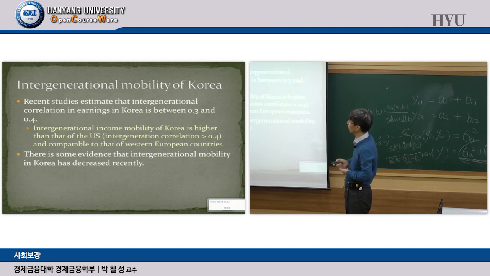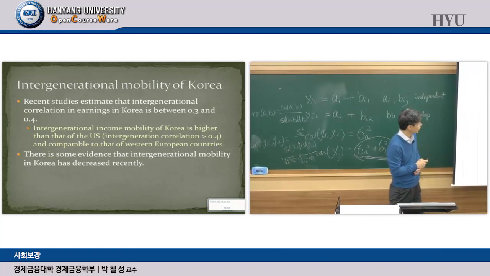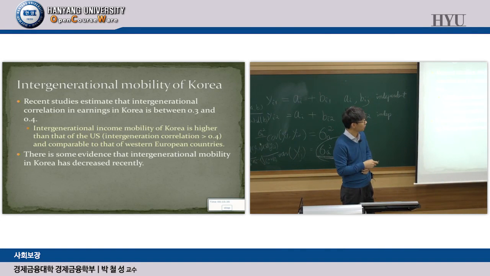Okay, how about Korea's intergenerational mobility? In recent studies, there are a couple of studies, the correlation in earnings is around 0.3 to 0.4. This correlation is lower than the US number. The US intergenerational correlation seems to lie above 0.4.